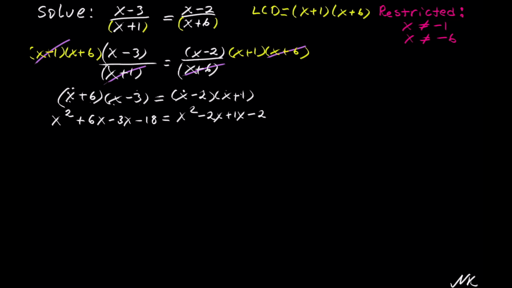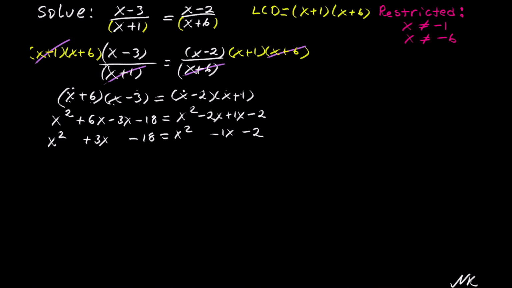Let's simplify both sides before solving. So we get x to the second. Then we have like terms of positive 6x minus 3x. This will give us plus 3x minus 18 is equal to x to the second. Negative 2x plus 1x, so we get negative 1x minus 2.